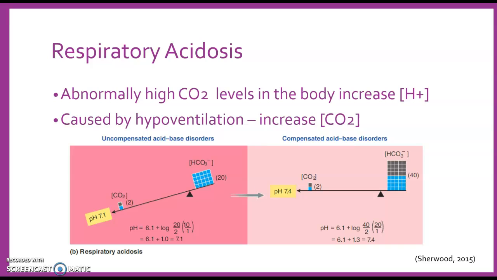But when we look at this diagram here, on the left we have our uncompensated area. So you have your bicarbonate here that's still at 20. But if we double the carbon dioxide that is seen, our pH decreases, and our ratio is 20:2 rather than the normal level of 20:1.